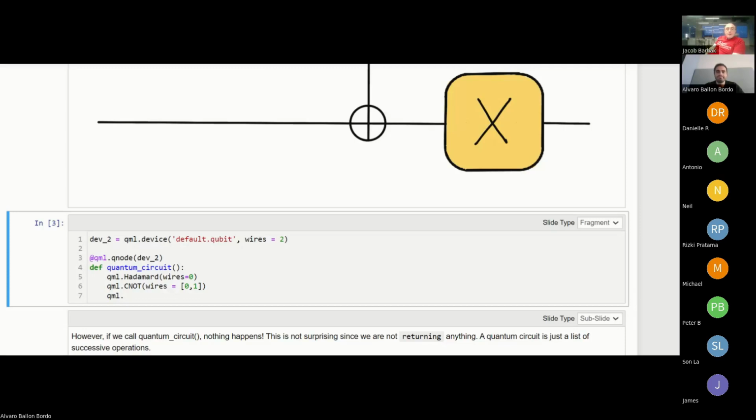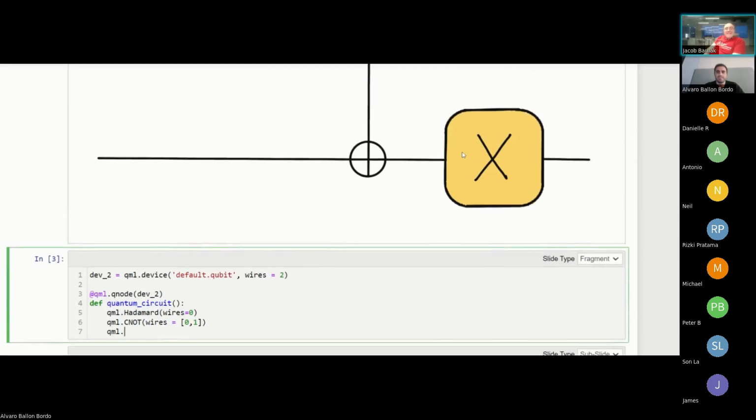We are following. We're trying. Which one? Like it's a PauliX gate on the wire number 1, right?